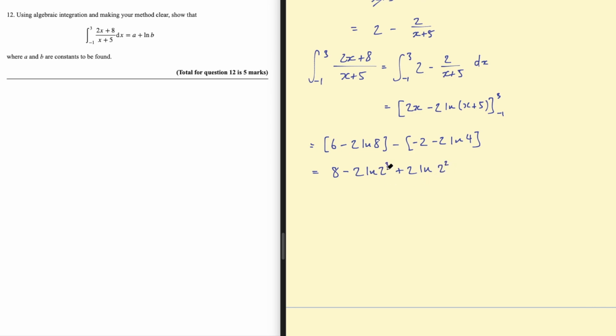Now using our log laws, we can bring that exponent down the front of the term. So this will be 8 take 2 times 3, which is 6 log 2, plus 2 times 2, which is 4 log 2. And then we have negative 6 log 2 plus 2 log 2. This is 8 take 2 log 2. And then to get it in the form a log b, we can raise 2 to that power of 2 again. So this will be 8 take log of 4, for a final answer where a equals 8 and b equals 4. That was question 12 for 5 marks.